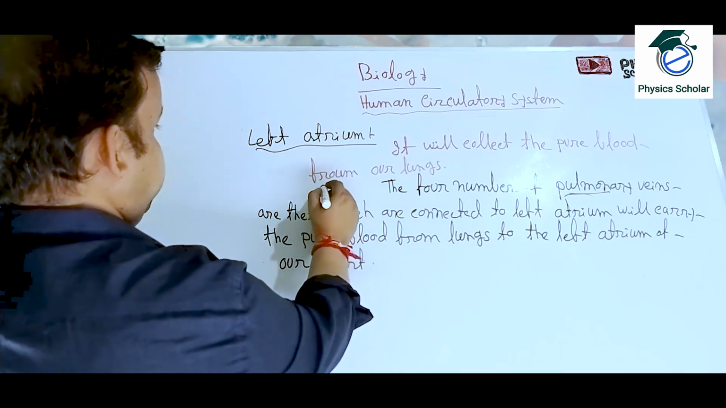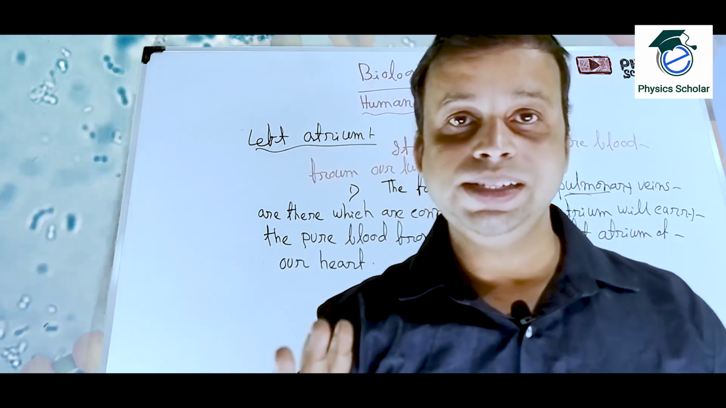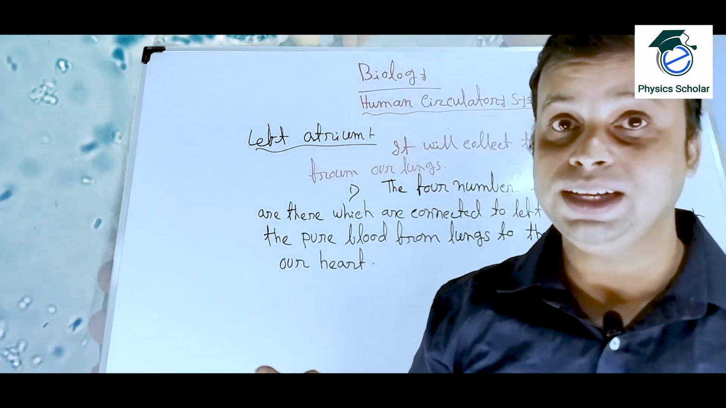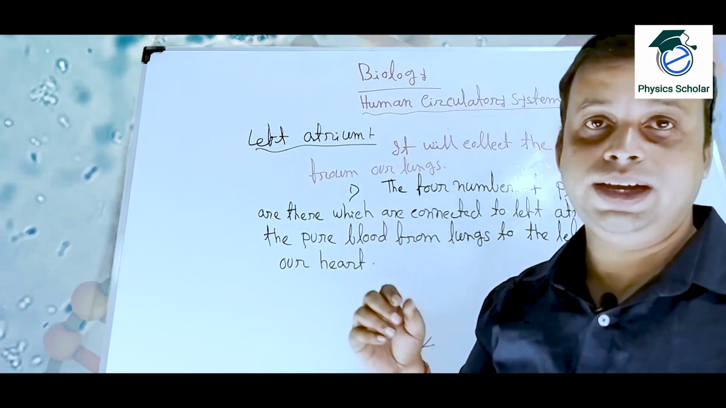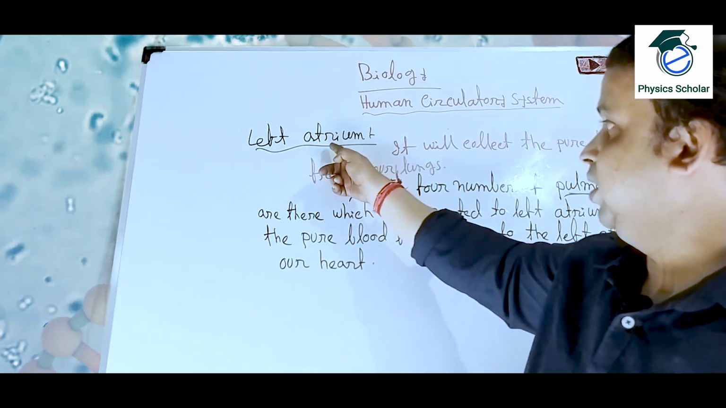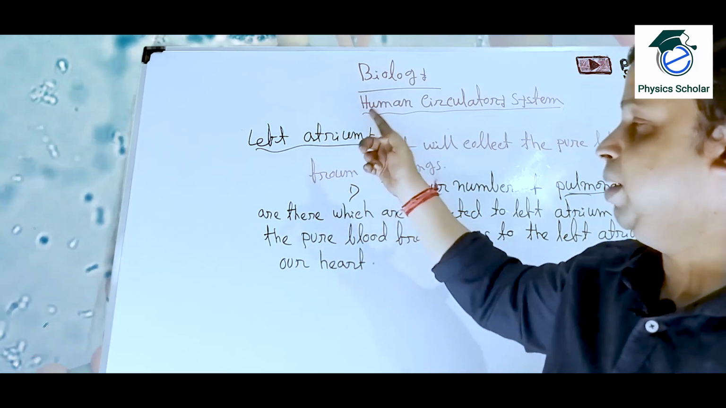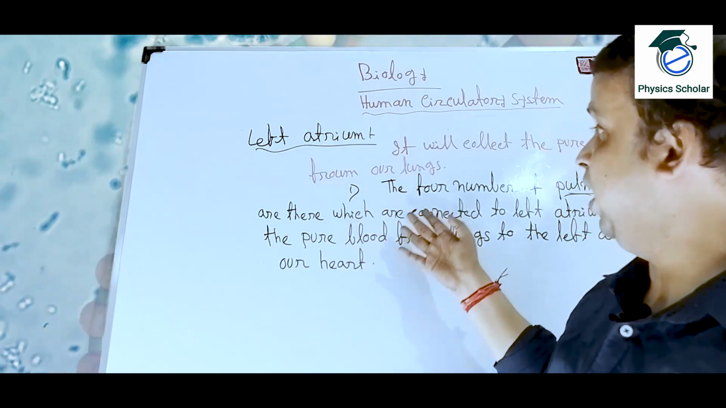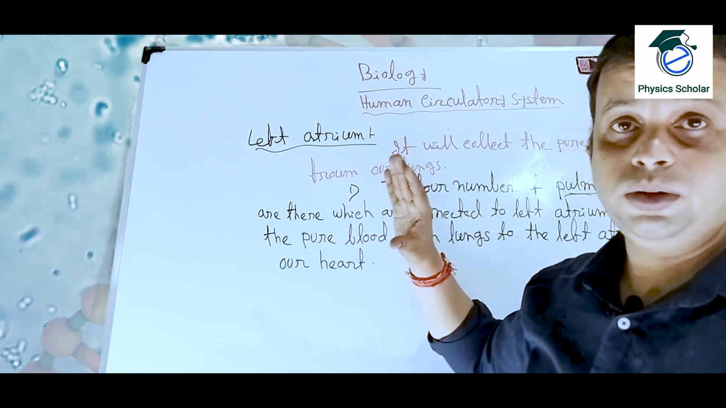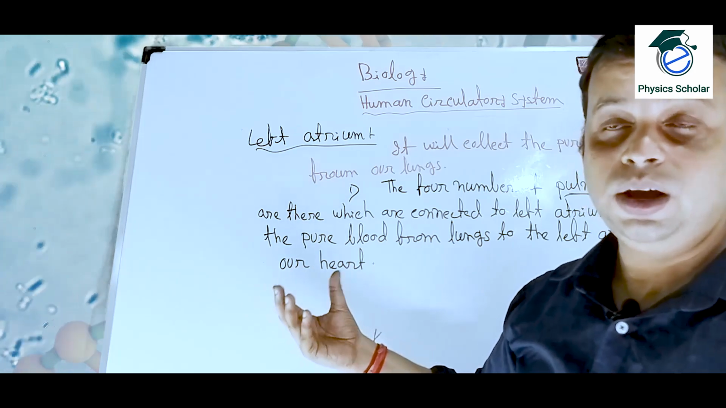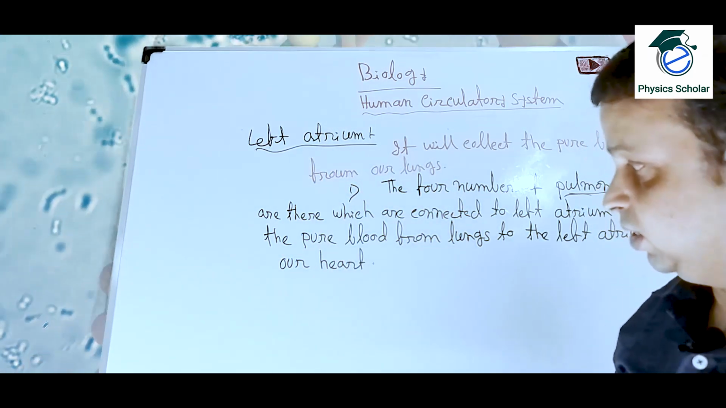So this is the first thing. So how many pulmonary veins are there? Total 4 number of pulmonary veins will be connected to the left atrium of our heart, and these will carry the oxygenated blood, where more amount of oxygen is there, or the pure blood you can say, from the lungs to our heart. Clear?